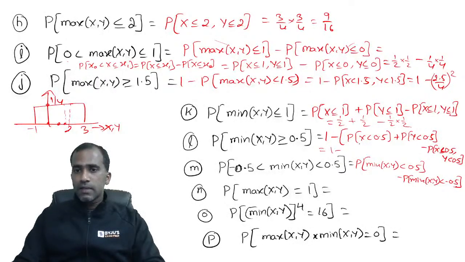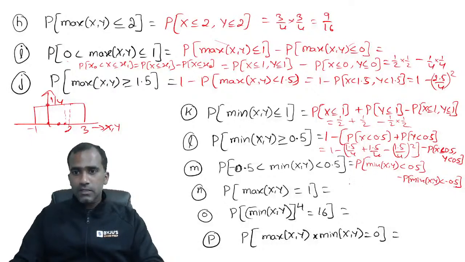Next, 1 minus P of x less than 0.5. How about probability of less than 0.5? 1.5 is the width, height is 1 by 4, so 1.5 by 4. Plus this is also the same, minus this will be the same things multiplied. You can do the final numerical calculations.